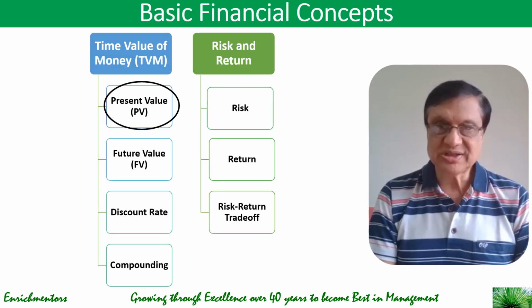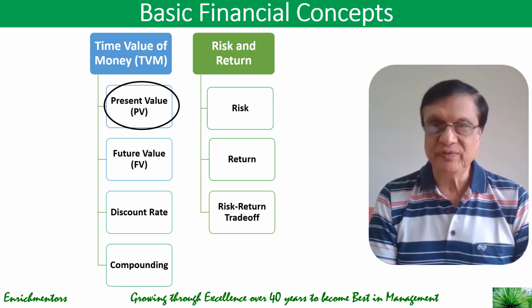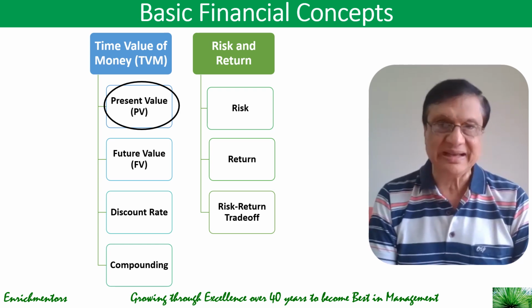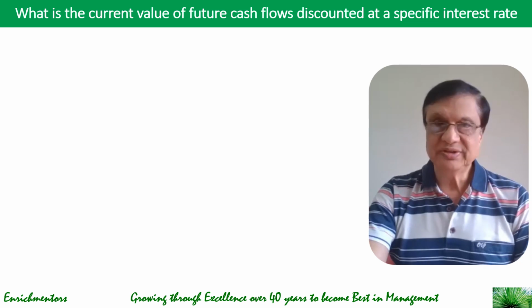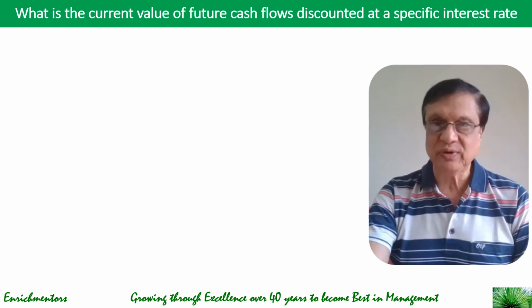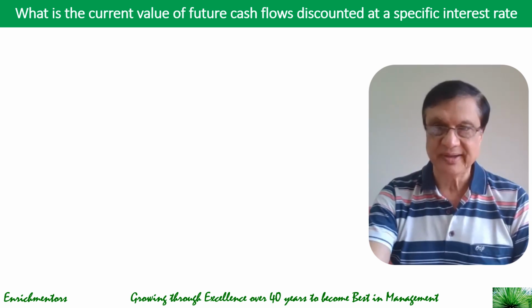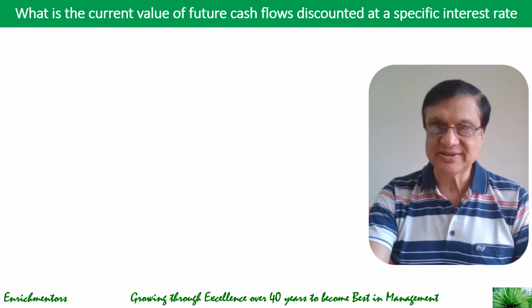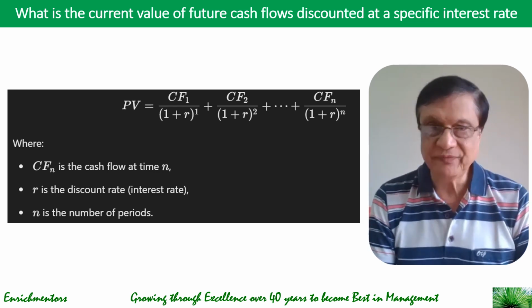So, what is present value? What is the current value of the future cash flows discounted at a specific interest rate? What is that and how is it calculated? Any thoughts? So this present value is the current value of future cash flows discounted at a specific interest rate known as the discounting rate. And it determines, in today's terms, the value of the future cash flow.